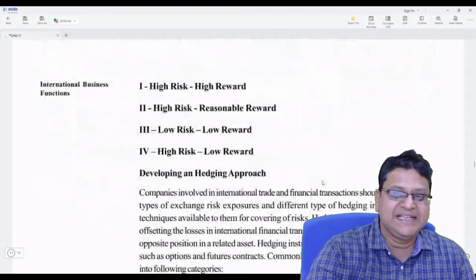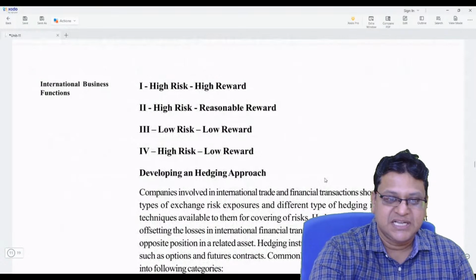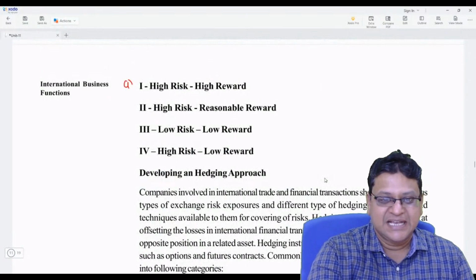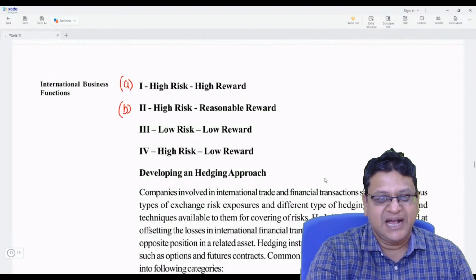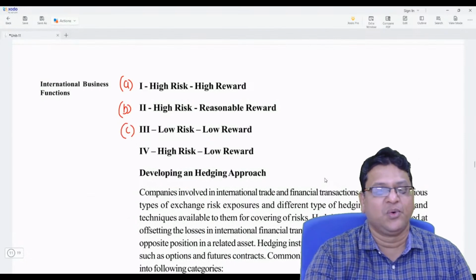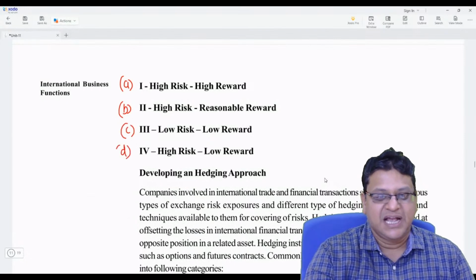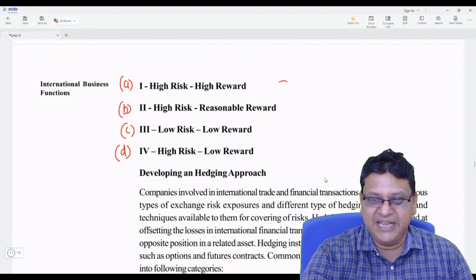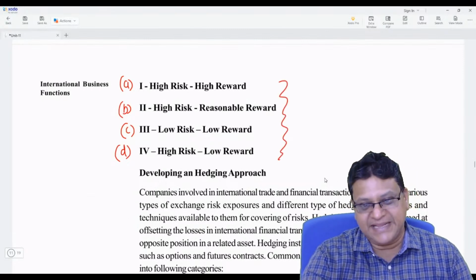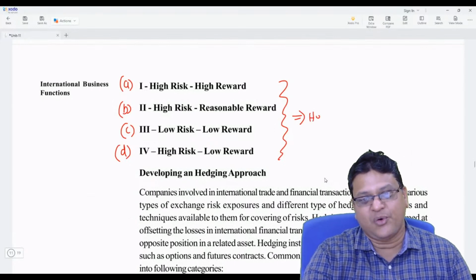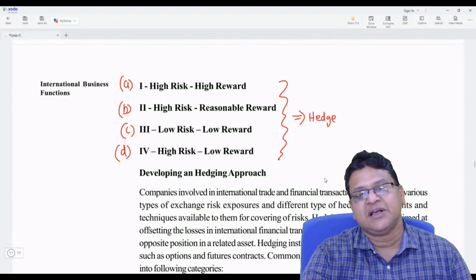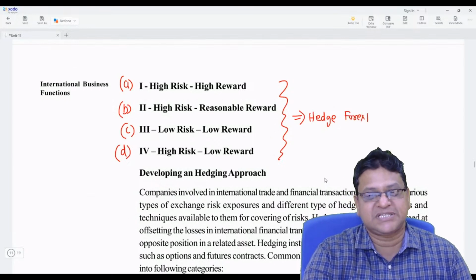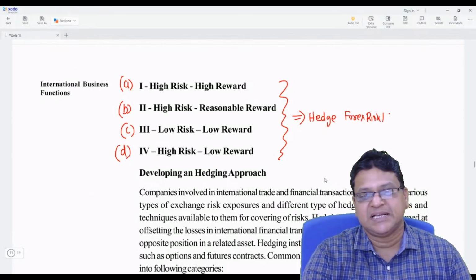One is high risk, high reward strategy. Another is high risk, reasonable reward strategy. Another is low risk, low reward strategy. Another is high risk, low reward strategy. One can adopt any of these strategies to manage or hedge currency risk or forex risk.